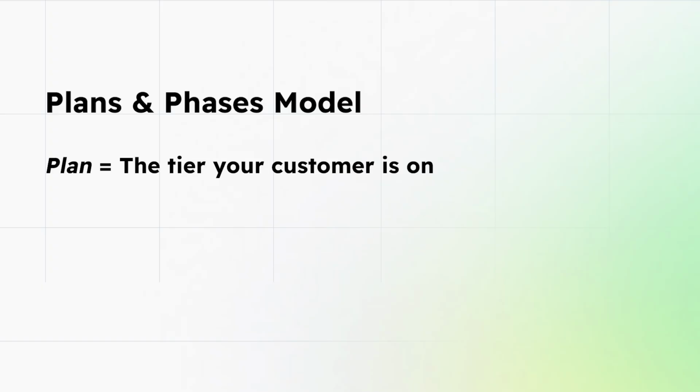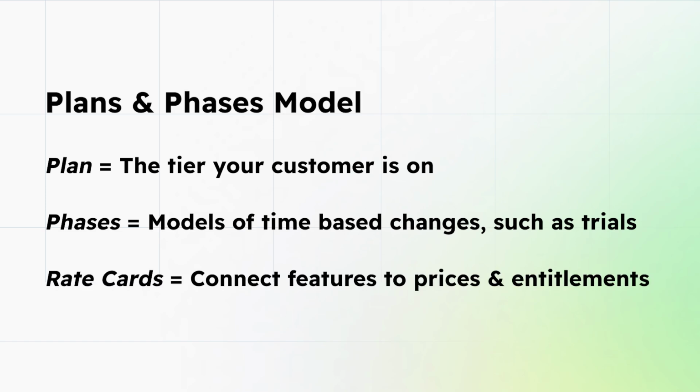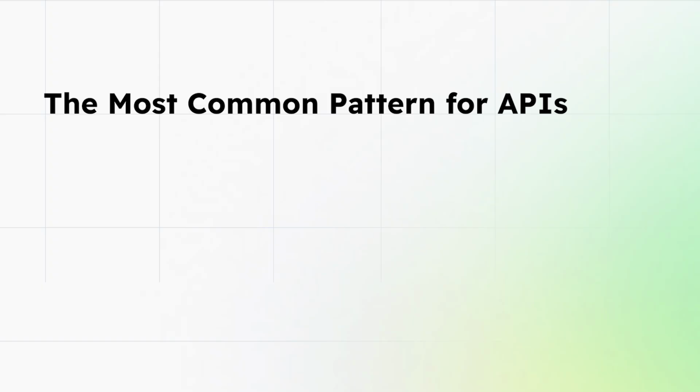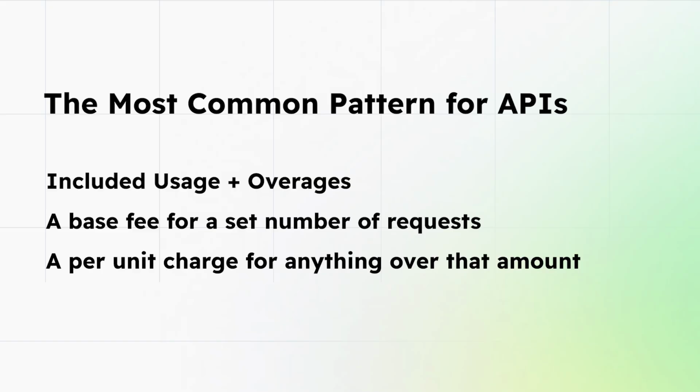So here's the mental model for this one. A plan is the tier your customer is on. Phases let you model time-based changes like trials and promotions without writing transition logic to do it. Rate cards connect features to prices and entitlements, and pricing models give you the flexibility to charge flat fees, per unit, graduated tiers, volume tiers, or package bundles. The most common pattern that you'll build is included usage with overage, a base fee for X requests, and then a per unit charge after that. Now you know exactly how you're going to model that and what it looks like.